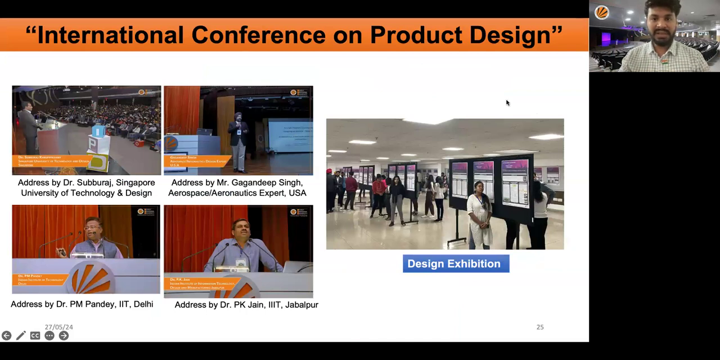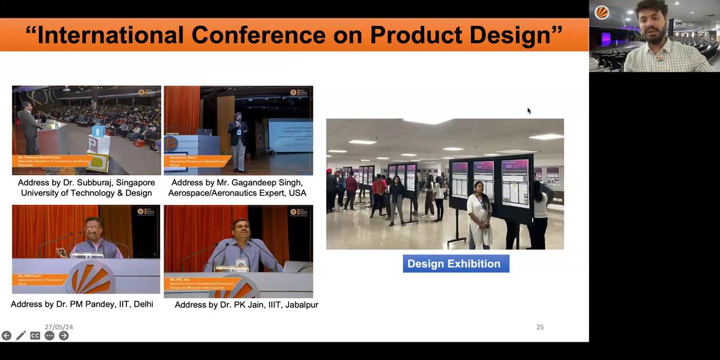Apart from classroom learning, students have the opportunity to interact with international experts and Indian experts during international conferences. We are organizing international conferences in the fields of product design, interior design, and user experience design, where experts from abroad and from India come to LPU and share their vision, their ideas, and their research with the students.